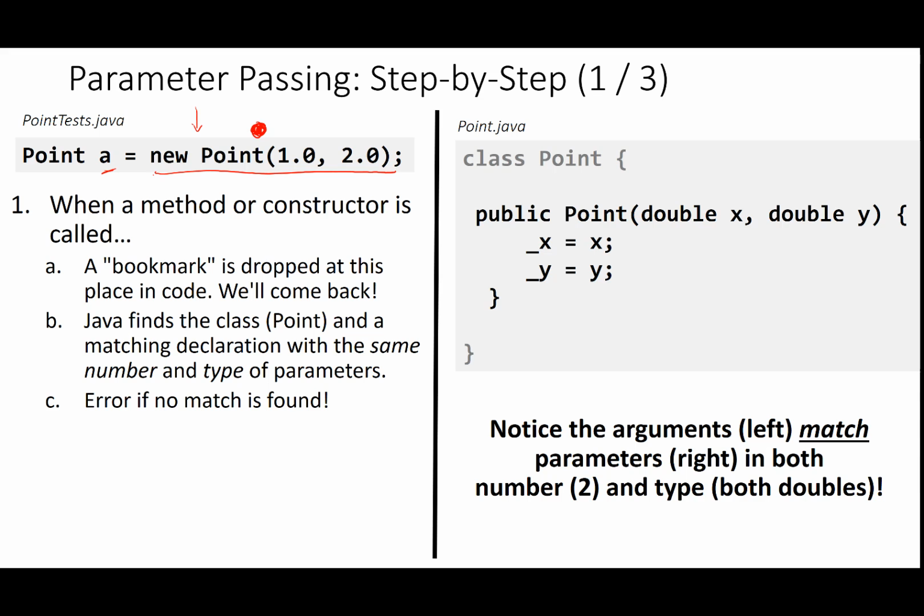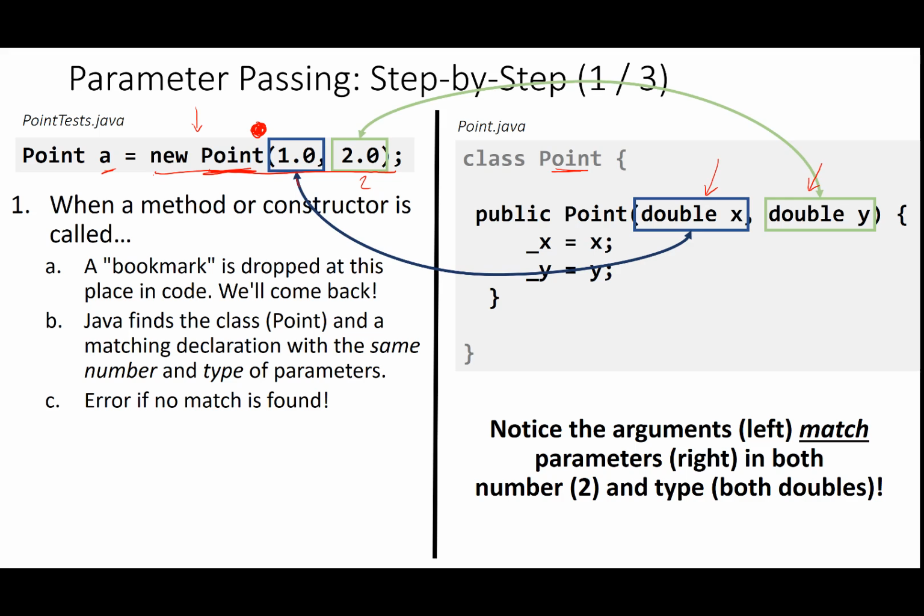Next, what Java does is it finds the class. In this case, point is our class, and it looks to make sure there's a matching declaration with the same number, so 1, 2, and type, both doubles, of parameters as we are giving arguments. So these are our arguments, and we have to go find in the point class, is there a constructor that has 2 parameters and both of them are type double? Sure enough, there it is. Right? So you'll get an error if you try and call a constructor or a method and there's a mismatch between the arguments that you're providing and the parameters that it can accept. And so there's this one-to-one correspondence between arguments and parameters.